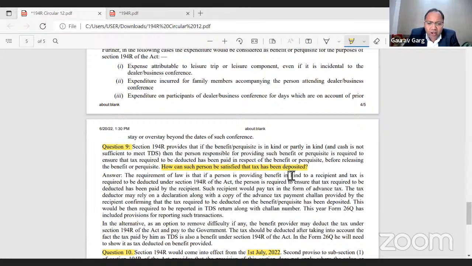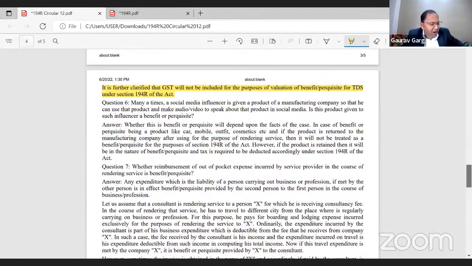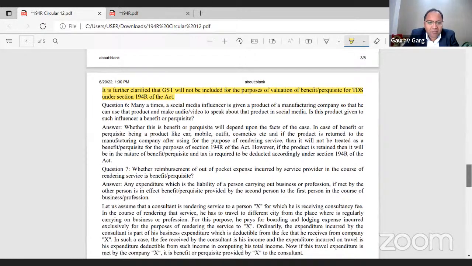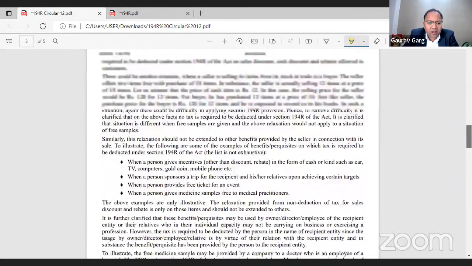So any further query on how the provision of TDS will operate? I think we are clear now. Let's move on to the more interesting part of the circular, which gives the examples. So the first is question number 2, which is on cash or kind.